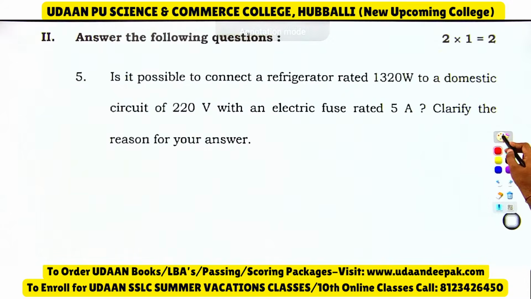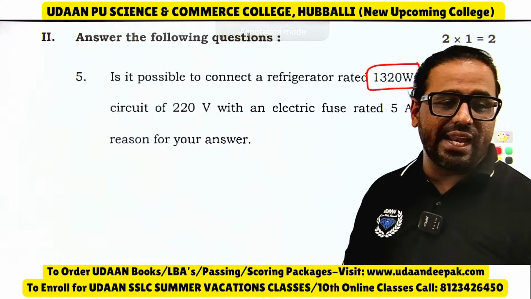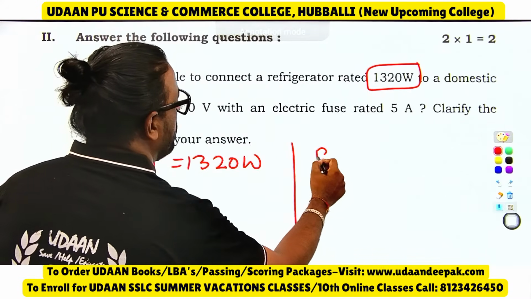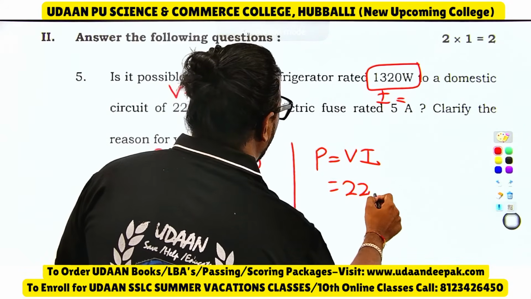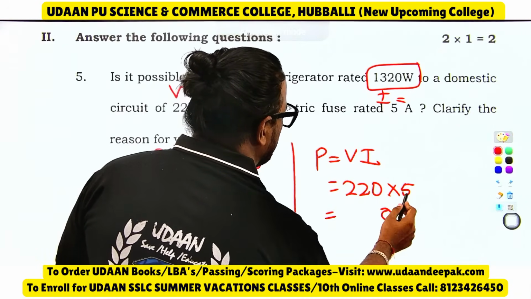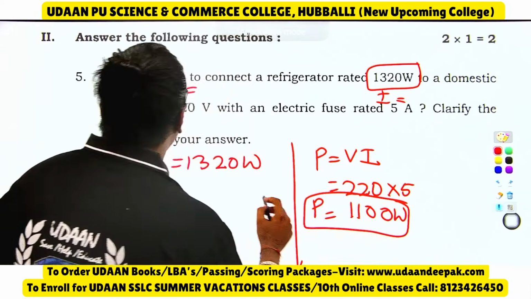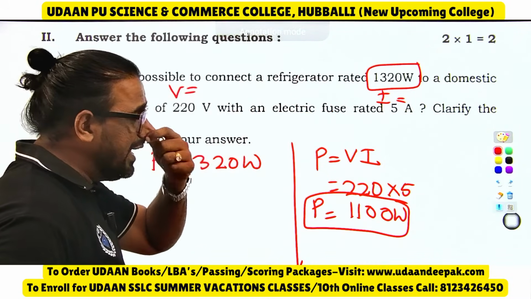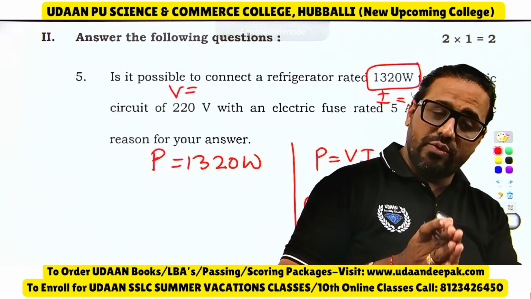Yes, see, is it possible to connect a refrigerator rated 1320 watt to a domestic circuit? They have asked how much power can be connected. See, what power is given to us? 1320 watt. Now what is the power formula? P is equal to V into I. We know the voltage and the current. Voltage is 220 volt, current is 5 ampere. 5 zeros are 0, 5 twos are 10, 5 twos are 10, 11. So power is 1100. The power on our side is 1100, but the refrigerator is 1320. Now tell me, can we connect it or not? You cannot connect.